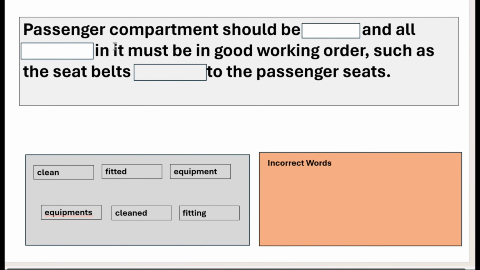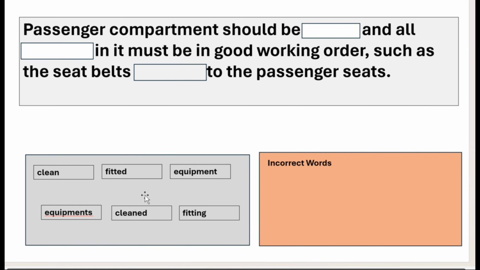Passengers compartment should be. Okay, there is another rule. After "should be", what is going to happen? I'll tell you. First, we need to find the word that fits here, and then we apply the rule. So should be what? Should be fitted? No. Should be equipment? No. Should be cleaned? Yeah. Should be clean or cleaned? What is going to be the answer?